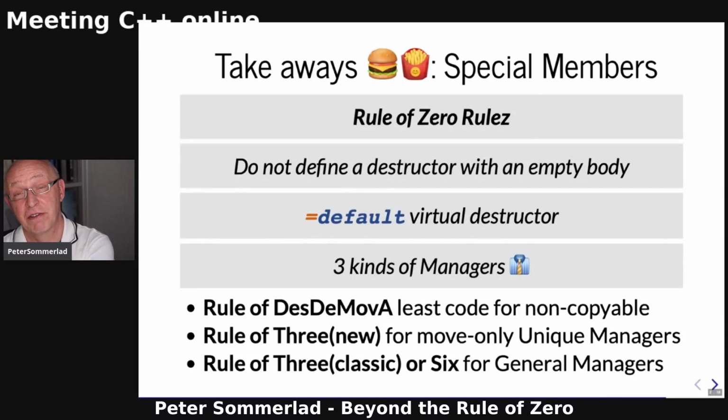Use my rule of 3 for unique managers, where you define the destructor and the move operations, make them move-only, and remember the classic rule of 3 with the copy operations defined for general managers, or the rule of 6 where you have all, let's say, copy, move, default constructor, and destructor for general managers. But those cases should be rare and should be written by well-educated people, not on the first day of the first C++ course. Just there, stick to the rule of 0.